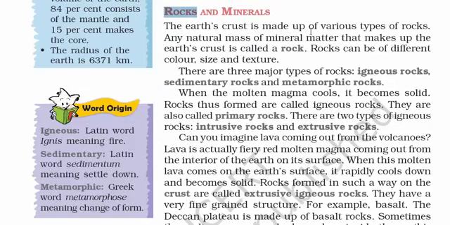The Earth's crust is made up of various types of rock. Rocks can be of different color, size and texture. So let's try to read and identify what the major types of rock are. They are igneous rocks, sedimentary rocks and metamorphic rocks.